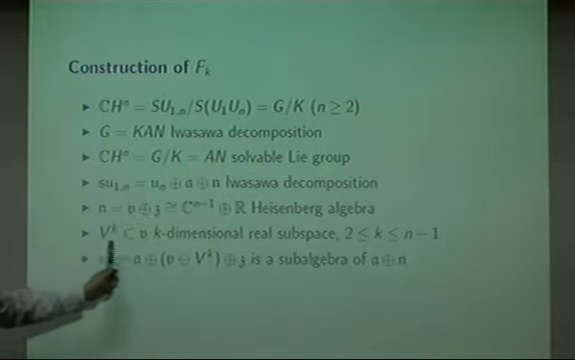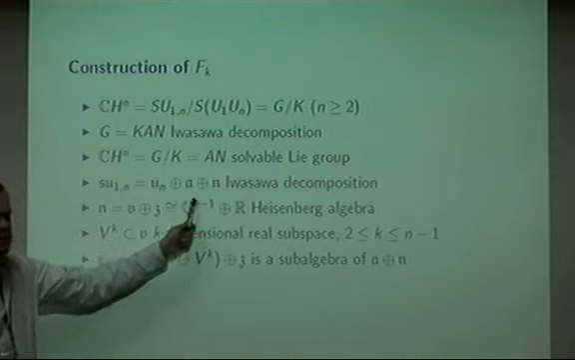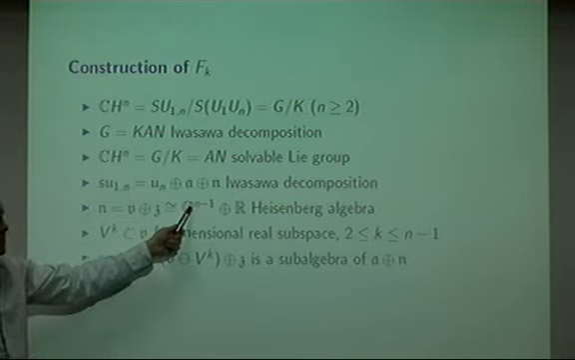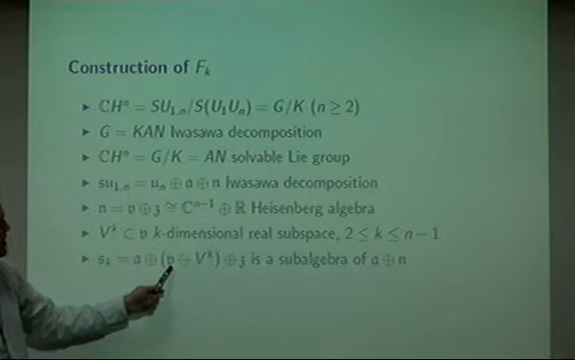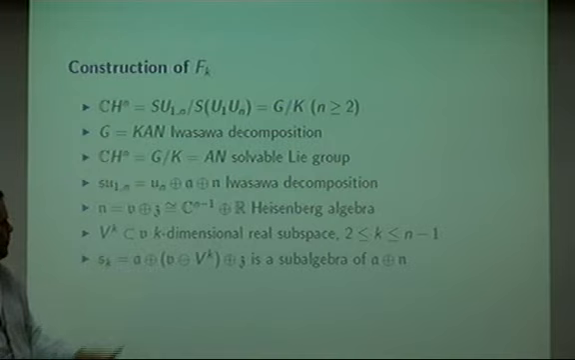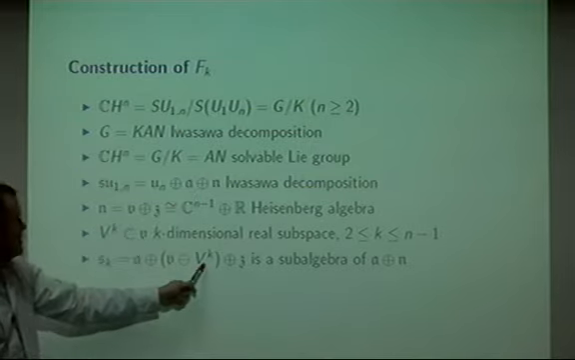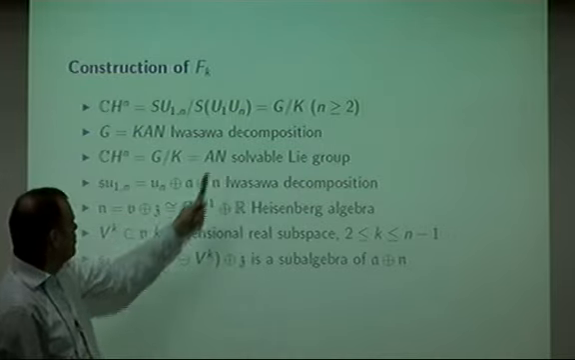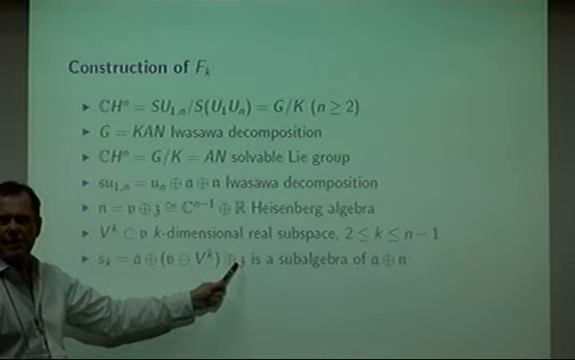So now what we do is take a k-dimensional real subspace of V. So V is a complex subspace, C^(n-1), and in there we pick an arbitrary real subspace. And then take the orthogonal complement of that real subspace in the complex vector space. Then we add everything together: we take A plus this bit plus the center part. This is a solvable algebra. We know the algebra structure, and it's easy to verify that this is a subalgebra as well.